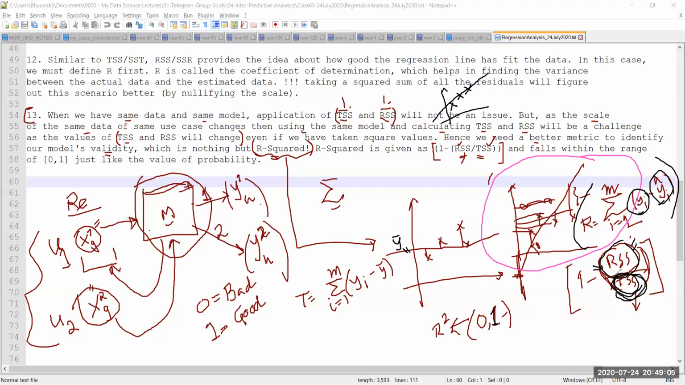I can simply say that TSS will have some effect on RSS, obviously, but the major effect is going to come from RSS only, because if I have all the points identified properly, just like this use case, which is like 99.99% possible in real life, in which case this bracketed value becomes 0. And if this value is 0, obviously 1 minus 0 is equal to 1. So I have to make the RSS value as small as possible. If I make the RSS value as small as possible, this bracket value tends to 0.